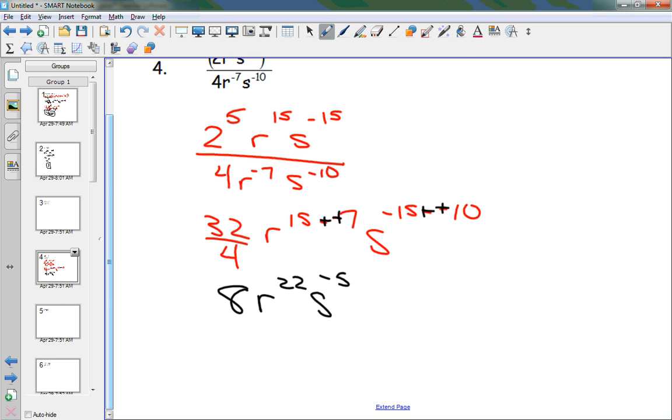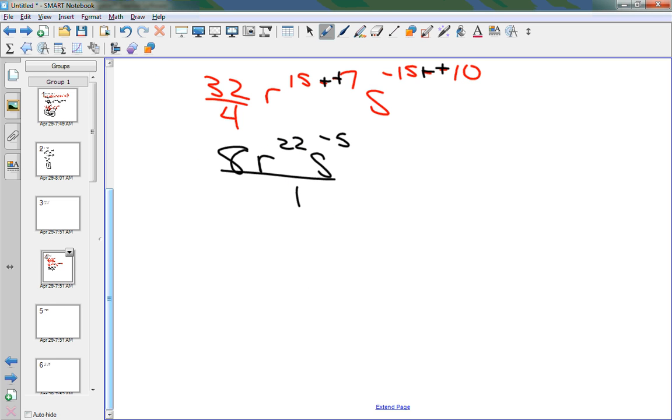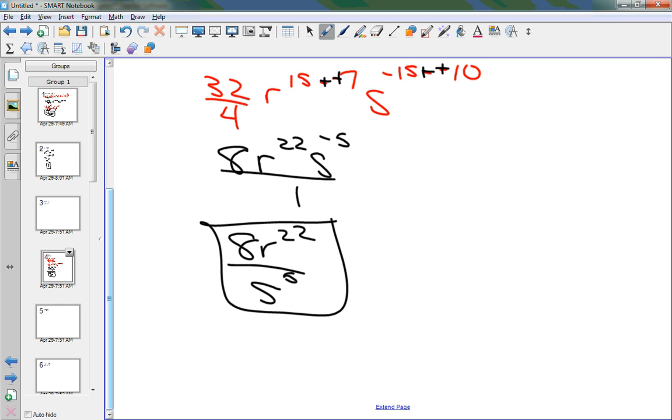Put this thing over 1. Now what? Put the S with the negative 5 in the bottom. So 8, R to the 22nd stays, S to the 5th goes to the bottom. How many people got that? I understand what we're doing. Right here. Good, good, good.